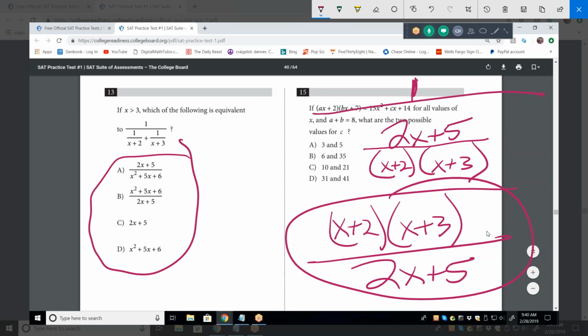Now, which of those is that answer? Which one do you think? B. Yeah, it's pretty obvious, even without doing all this. There's an x squared plus 5x plus 6, and clearly those two things multiplied together must be x squared plus 5x plus 6. So it's just a question of finding out which one is in the numerator and which in the denominator.